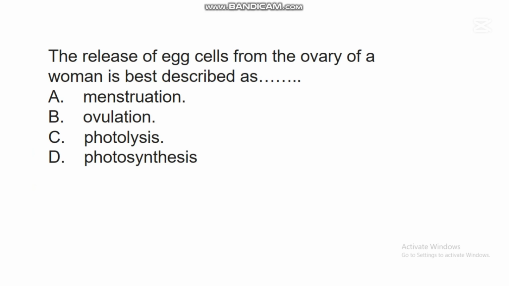The first question says, the release of egg cells from the ovary of a woman is best described as dash. A. Menstruation. B. Ovulation. C. Photolysis. D. Photosynthesis. In this question, the correct answer is B. Ovulation. This ovulation is the release of egg cells from the ovary of a woman.